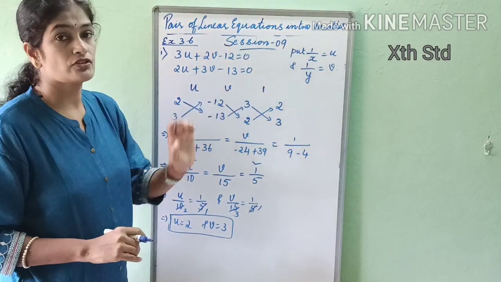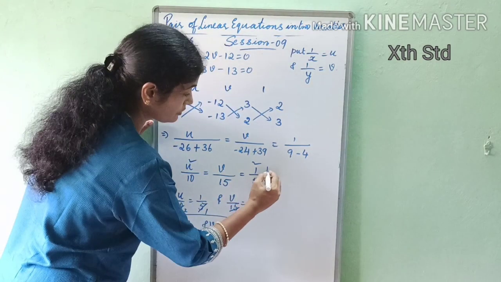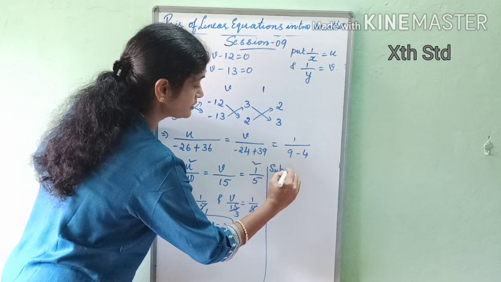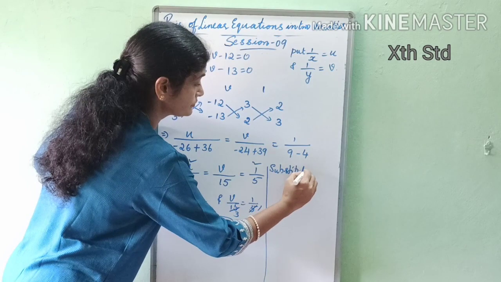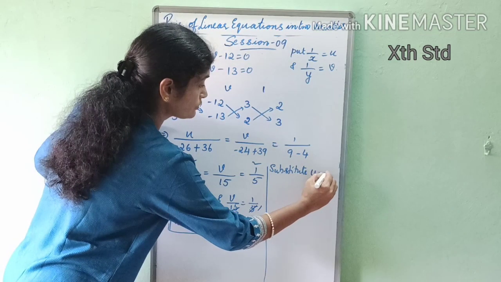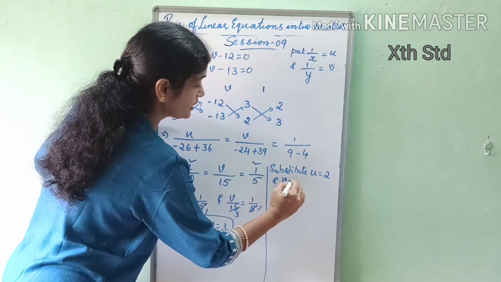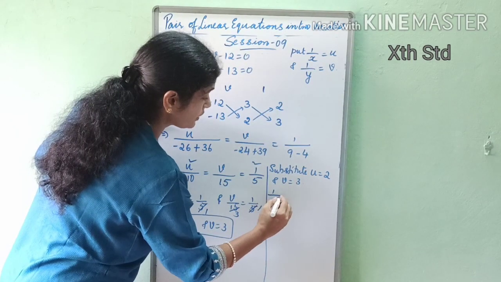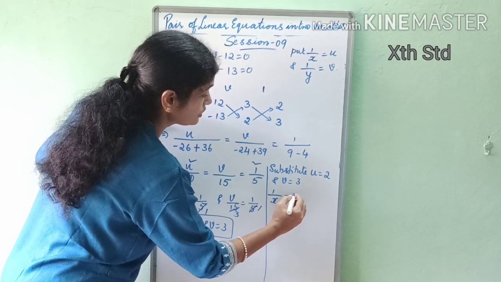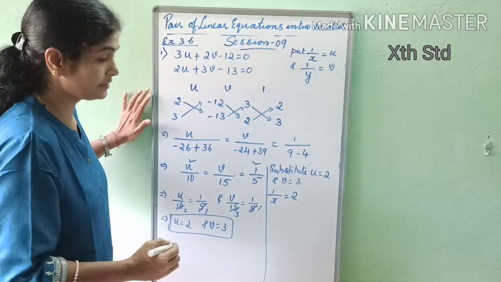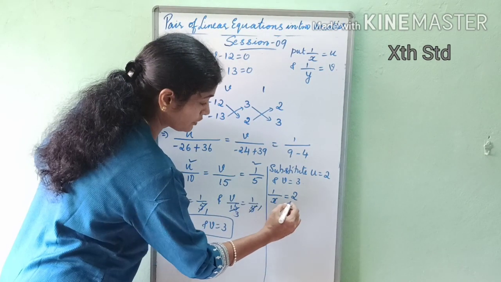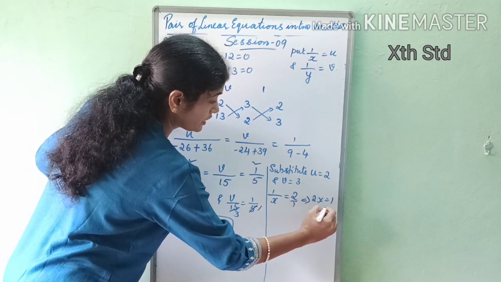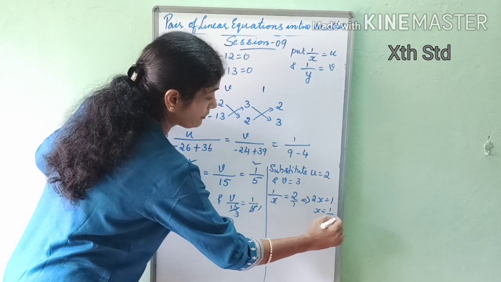Now we want actually x and y. So what we will do? Substitute u equal to 2 and v equal to 3. So when you take it, 1 by x is equal to 2. Fine. Then what is x equal to? Now cross multiply this and find out. So 2x is equal to 1. So x is equal to 1 by 2.